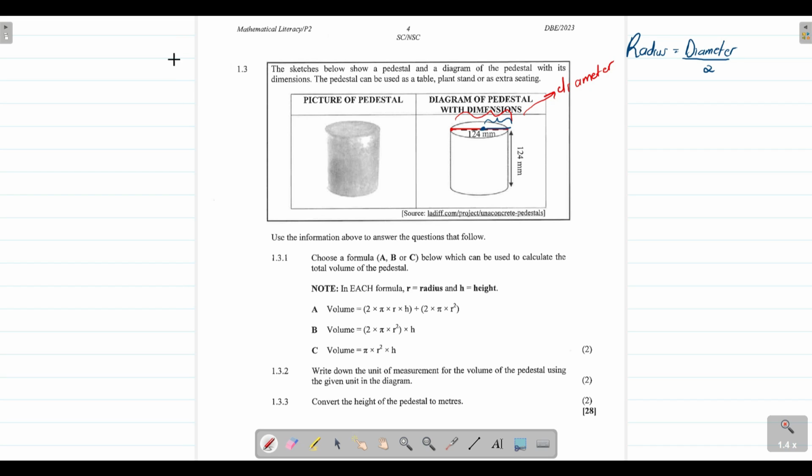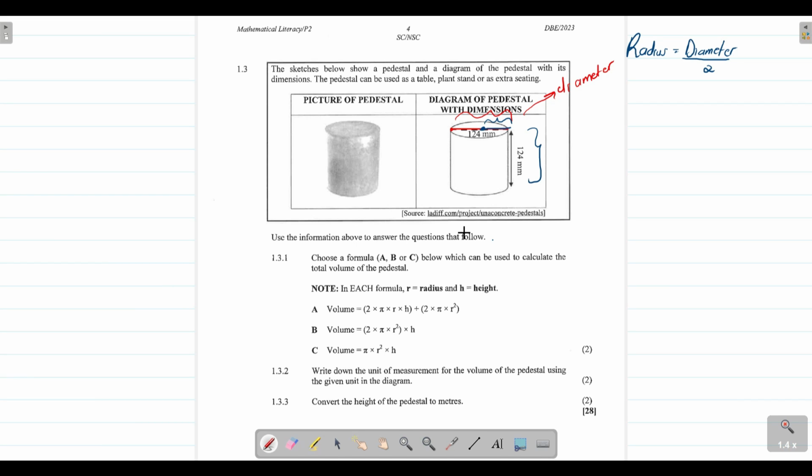All right, so I think we're more than ready to have a look at the questions that are given to us. Also, guys, we're given the height of the pedestal, and the height is 124 millimeters. It says use the information above to answer the questions that follow. Question 1.3.1: choose a formula below which can be used to calculate the total volume of the pedestal.